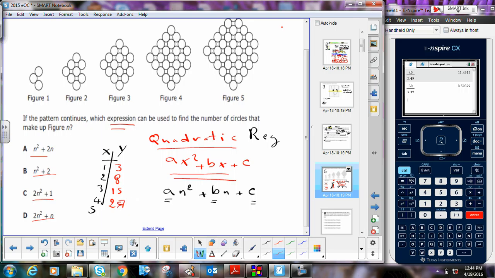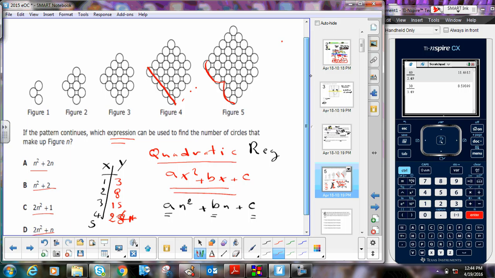At figure 4, I'm sorry, I'm wrong. That's why we always have to check. You go by 5 here, 5 and 5 and 5 and 5, that's 20 plus 4, 24. Now for figure 5, we go by 6, so 5 times 6 is 30, so you have 35.